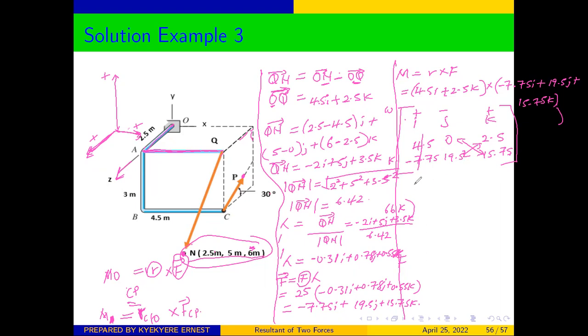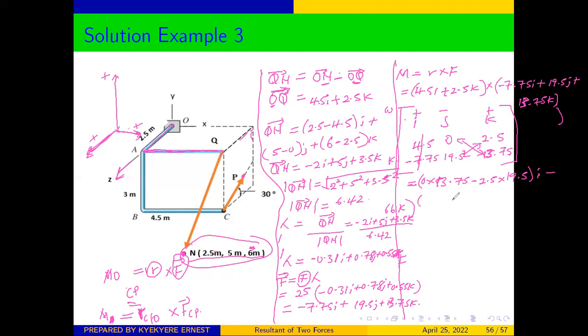So from here, we are going to get our components. Sorry, I think the value for our force here is supposed to be 13. Yes, it's 13. So what we have here is 13.75, not 15.75. And this is also 13.75. We are going to get 0 times 13.75 minus 2.5 times 19.5. And this will give us our i.